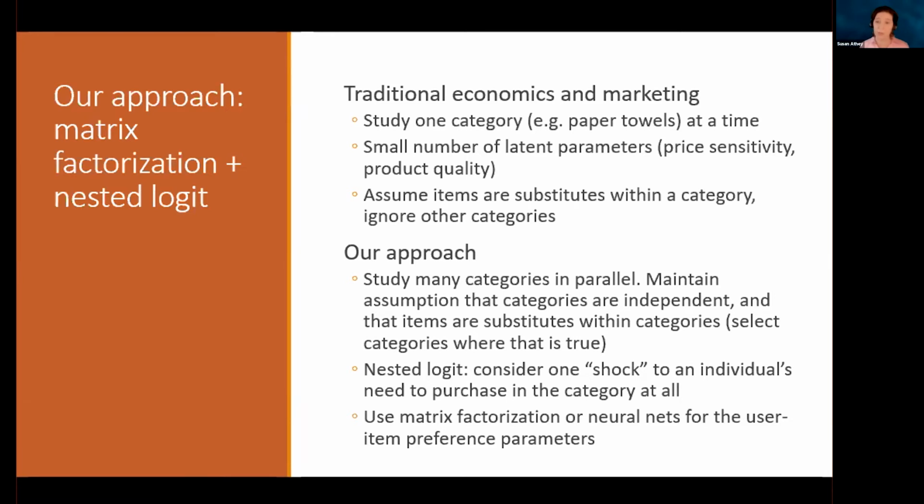And one of the things I've done with my computer science co-authors is try to adapt some modern techniques and specialize them to have good computational properties for this specific class of models. So what we're going to do is study many categories in parallel. We're going to still assume that whether you buy paper towels doesn't affect whether you buy toilet paper. That doesn't affect whether you buy apples, but if you buy one type of apple, you're less likely to buy the other type of apple. And we actually throw away categories in these papers where that's not true.